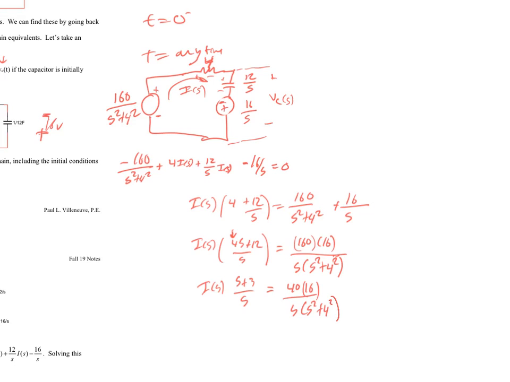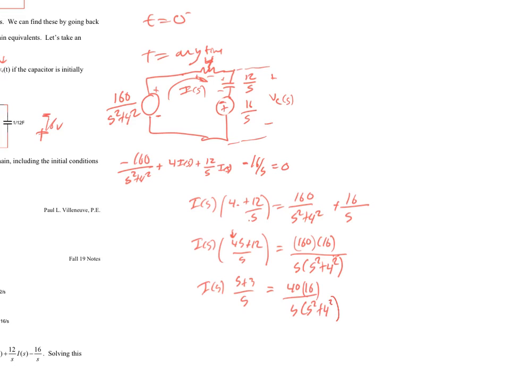Did I skip too many steps to come up to this, or do you feel pretty good? How come it went from 4 plus 12 over S to 4S plus 12? I put it under a common denominator. So you can see here, I need an S here, so I multiply that by S. I just put it under a common denominator, trying to get rid of my fractions. Anybody confused? Ask questions, don't be shy.